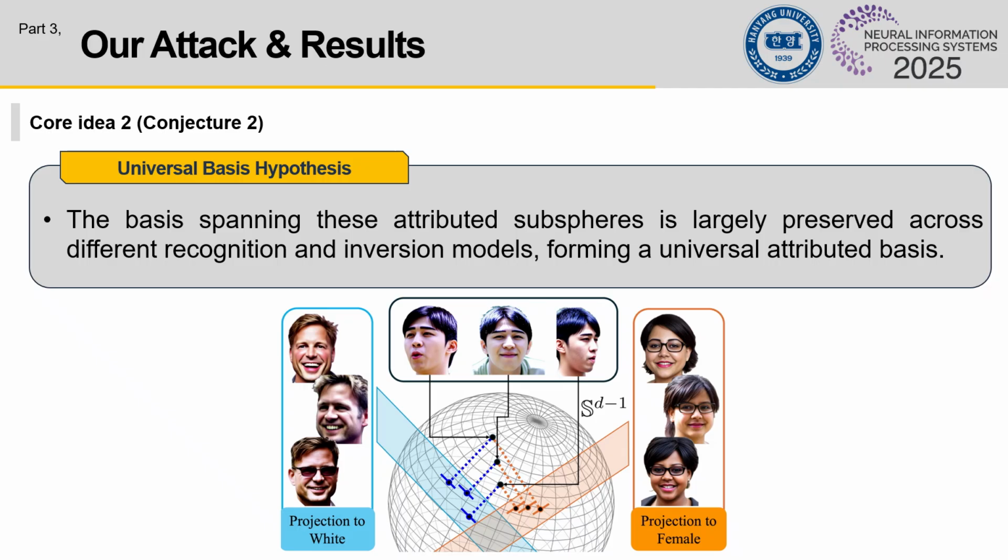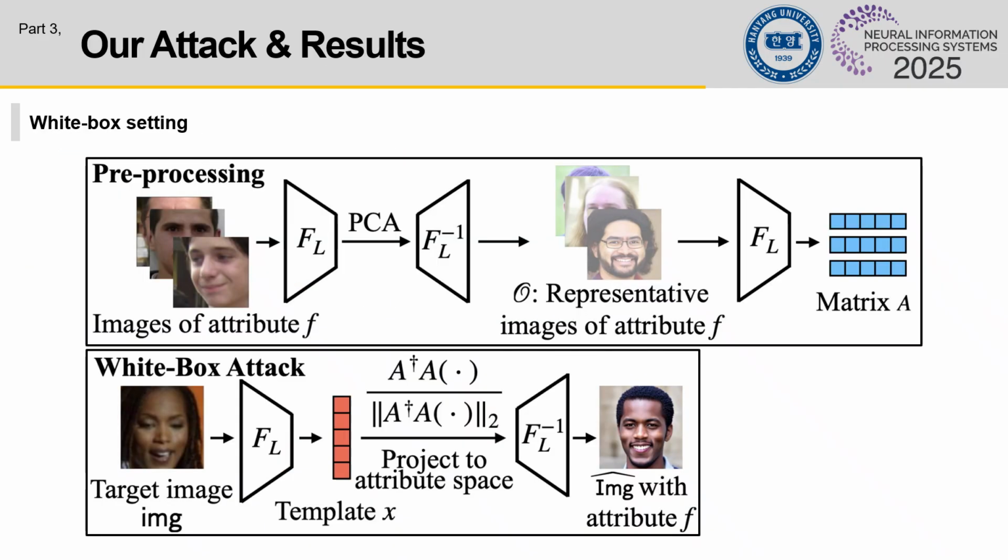In the whitebox setting, we first estimate the basis of the target attribute subsphere, for example by applying PCA to feature vectors that share the desired attribute. We then project a feature vector onto this subsphere using that basis, and reconstruct the image using an inversion model such as Arc2Face. This allows us to generate an adversarial face in a single step, without any iterative optimization.